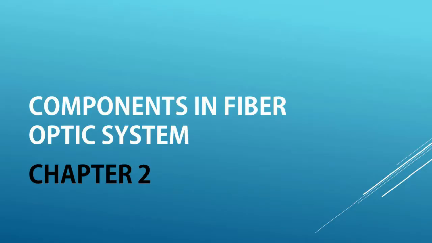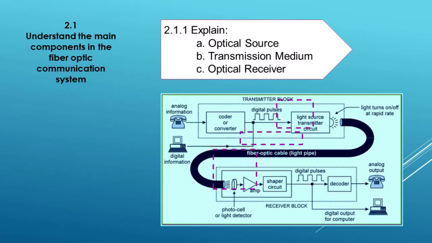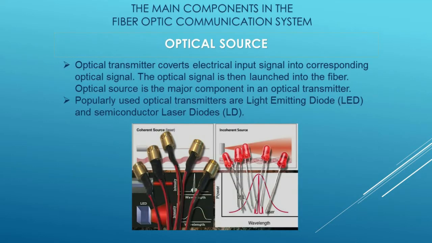Chapter 2. Components in Fiber Optic System. 2.1 Understand the main components in the fiber optic communication system.